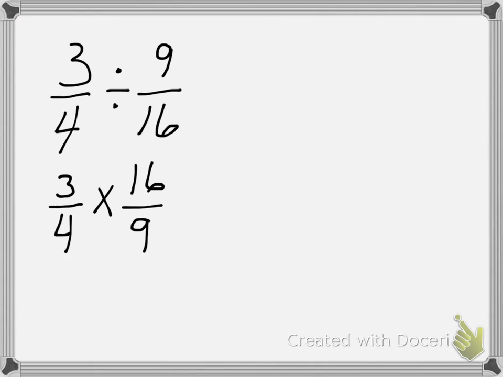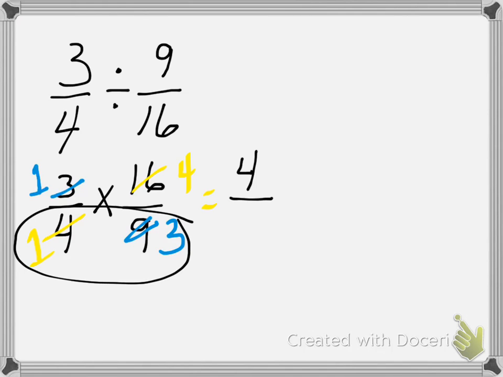Now I see if I can cancel. I can cancel 3 and 9. They're both divisible by 3. 3 divided by 3 is 1. 9 divided by 3 is 3. Then I look at 16 and 4, and they are both divisible by 4. 4 divided by 4 is 1. 16 divided by 4 is 4. Now I'm going to go through numerator times numerator, so 1 times 4 equals 4, and denominator times denominator, 1 times 3 equals 3.